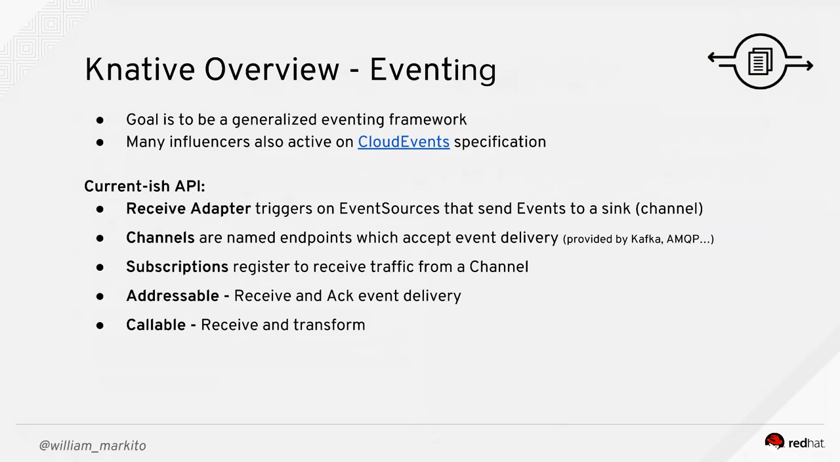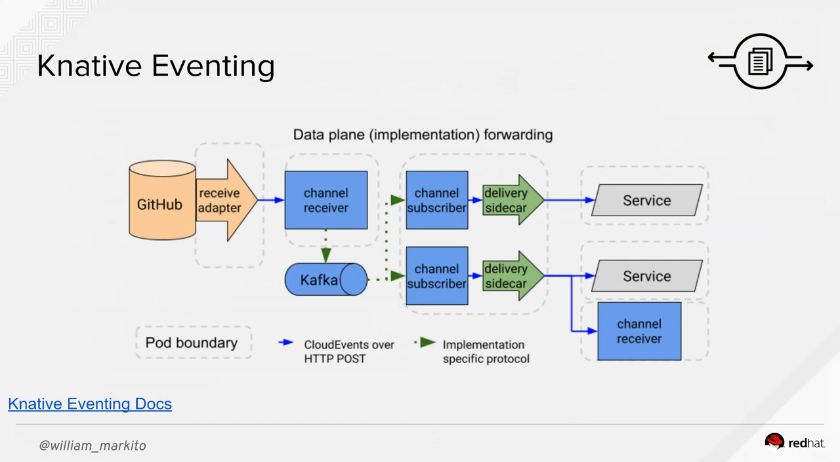Receive adapter, you can think of it as a way for your event source to map that particular event to something that is going to be then sent to a Knative channel. And then you have the channel itself, which is a named endpoint. And all these concepts, all these APIs, I would say they are high-level constructs. The implementation behind the scenes, for example, for a channel, it could be provided by Kafka or an AMQP server or what have you, right? And then you have the subscription, of course, which then registers to a channel to receive those events.